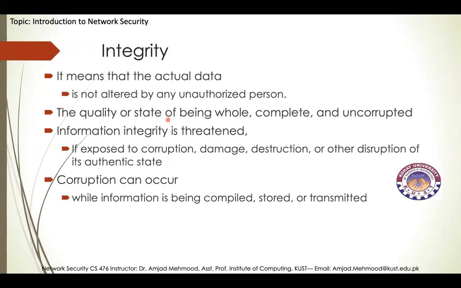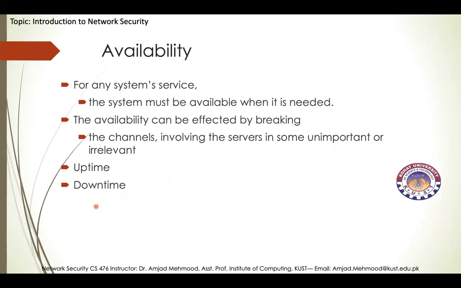Integrity is the quality or state of being whole, complete, and uncorrupted. Information integrity is threatened if exposed to corruption, damage, destruction, or other disruption of its authentic state. Corruption can occur while information is being compiled, stored, or transmitted. So, in simple terms, no one has made changes to the data after it was sent, meaning that the data is as it was sent by the sender when it reaches the destination.